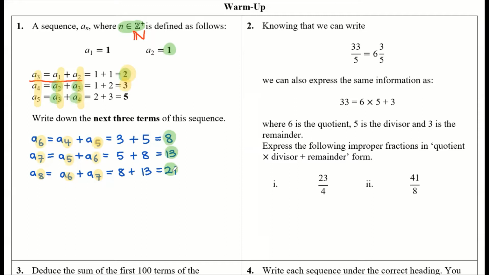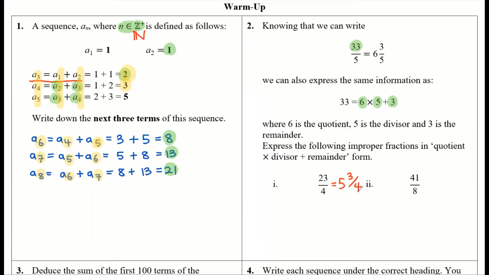Moving on to question 2, we're asked to write an improper fraction that we're given here, 33 over 5. Notice it's top heavy, so it's improper, basically as a mixed number. And then once we've done that, we can express the numerator as the product of the quotient, which is 6, the divisor, which is 5, and then you'll get a remainder of 3. So the first thing to do here is to look at the 23 over 4 and just think to yourself, how many times does 4 divide into 23? Well, we know 4 times 5 is 20, so it's 5 whole ones, and the remainder is going to be 3, and the divisor is 4.